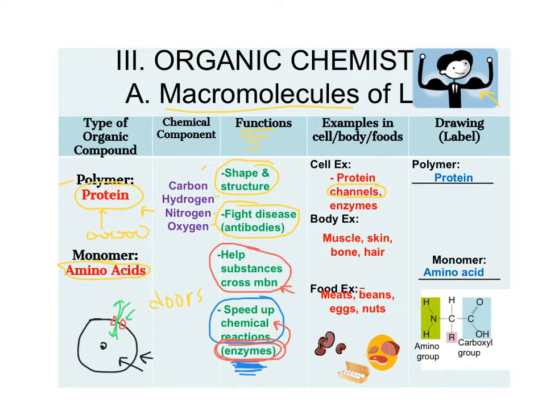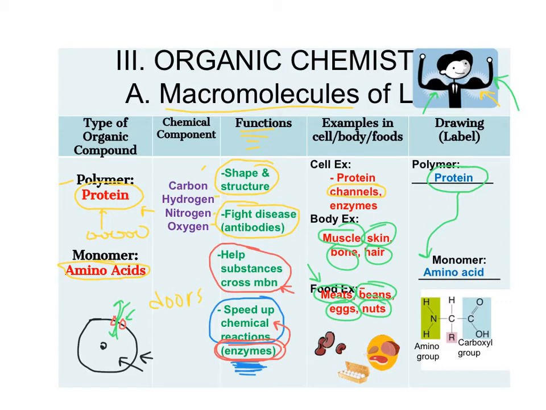Body examples: muscle, skin, bone, hair, the things that give you your structure, are primarily or partially made of proteins. Now, if you want to know what foods are high in protein, so you can start to look like this guy: meats, of course, chicken, beef, beans, eggs, and nuts like peanuts are all high in protein. And once again, the polymer or macromolecule is a protein, and they're made from bonding together a bunch of the monomers, the amino acids.